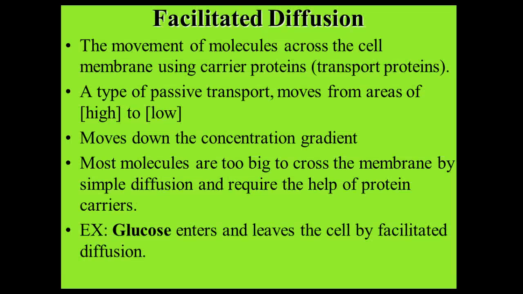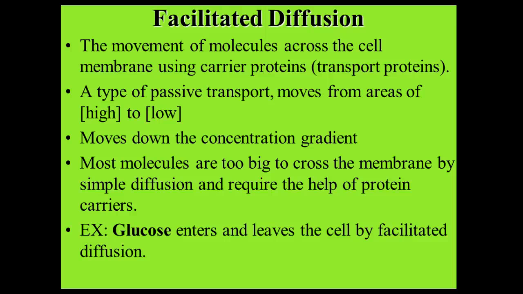Okay, now let's talk about facilitated diffusion. This is the movement of molecules across the cell membrane using carrier proteins or transport proteins. A type of passive transport, it moves from areas of high to low concentration. It moves down the concentration gradient. Most molecules are too big to cross the membrane by simple diffusion and require the help of protein carriers.